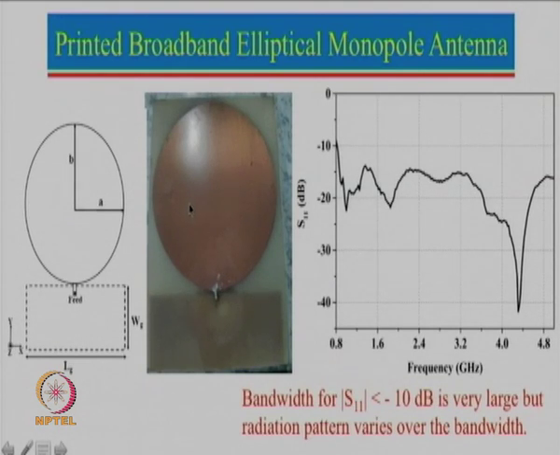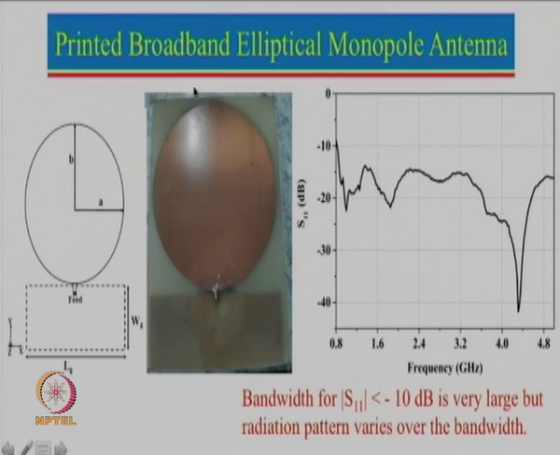And so for this you can actually see that the S11 less than minus 10 dB bandwidth is very large. You can actually see here, this is minus 10 here, it is going all the way. We have not done the simulation beyond this, but you can see that the bandwidth starts from almost 0.8 gigahertz, it is going beyond 4.8 gigahertz. So it is a very large broadband antenna. In fact, the only problem with this particular antenna is that the radiation pattern varies over the bandwidth. So why is that happening?